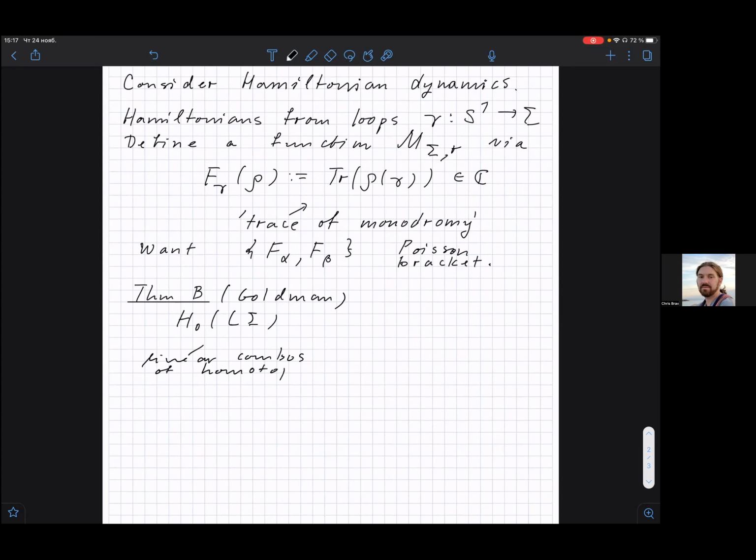Homotopy class of free loops. So L sigma is the loop space, the free loop space, just maps from the circle into sigma. F is actually a map, best thought of as a map from here to here, two functions.